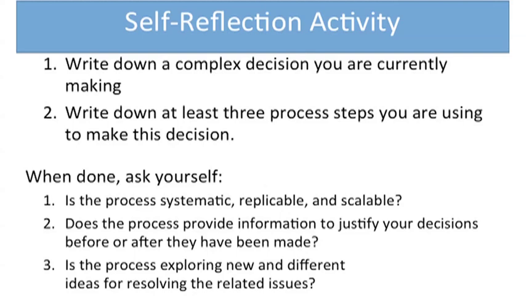After you've written those down, I want you to ask yourself a few questions. Is the process that you're using systematic? Can it be replicated? Can it be scaled? Does the process provide you with the information to justify your decision before you make that decision? Or have you already made the decision and you're really just trying to put a process in place that will justify the decision you've already made? Lastly, is the process exploring new and different options that may lead to better results? Is it forcing you to think with a broader spectrum of ideas, bring ideas from other fields or other perspectives to bear to help close the gap in results that you're looking to close?